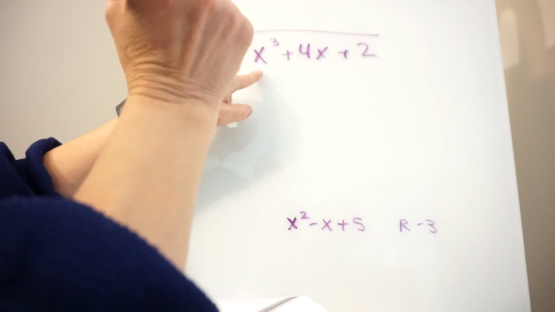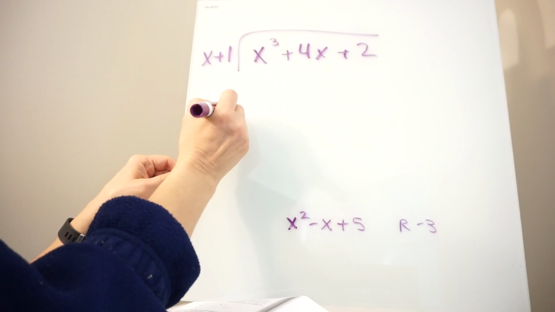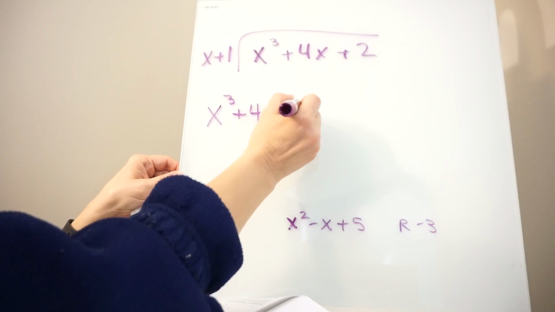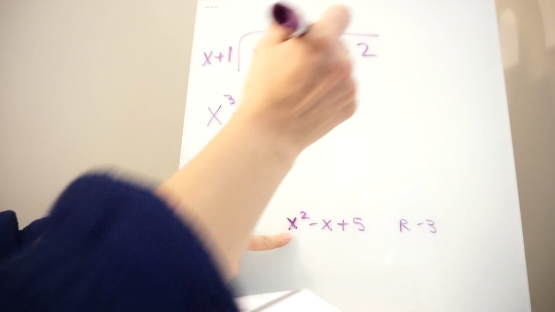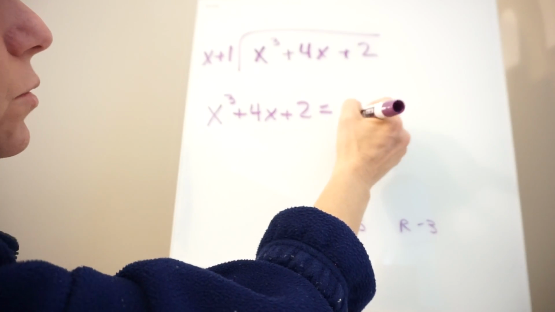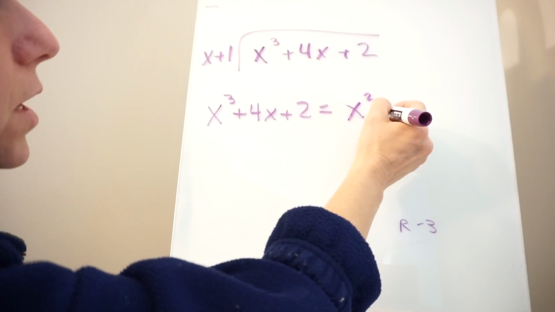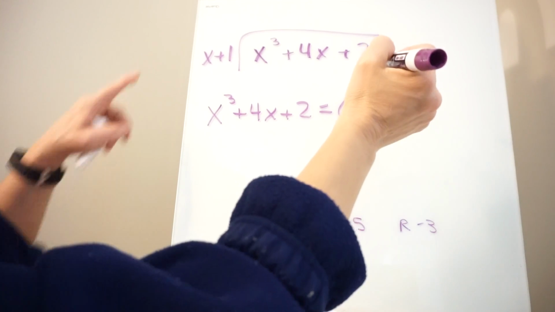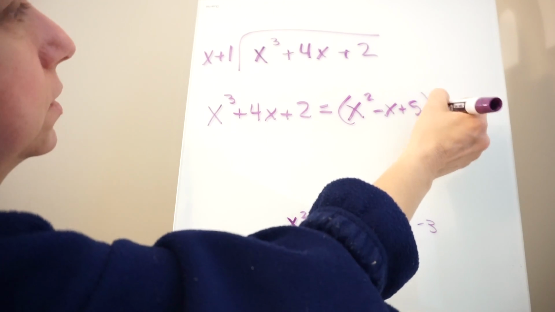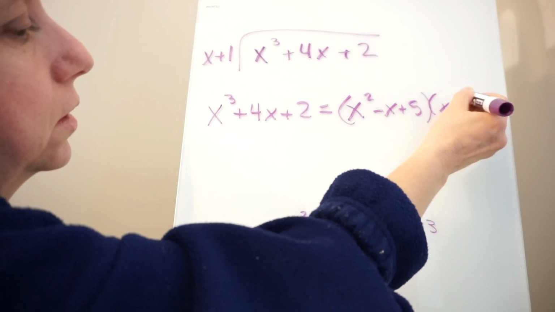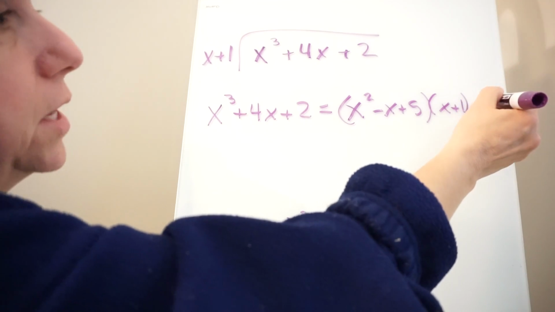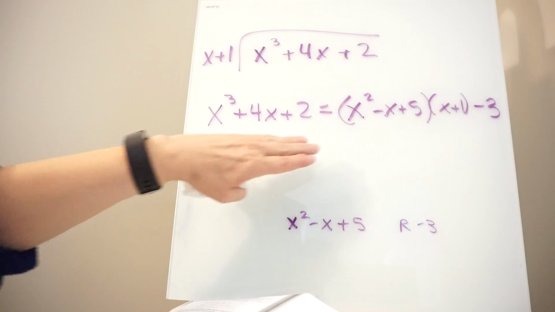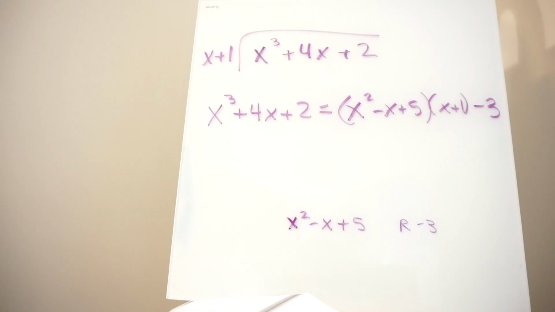All right, so the original x cubed plus 4x plus 2 is going to be equal to our quotient, which was x squared minus x plus 5, times our divisor, plus our remainder. Okay? So this side of the equation would be equal to that side of the equation.